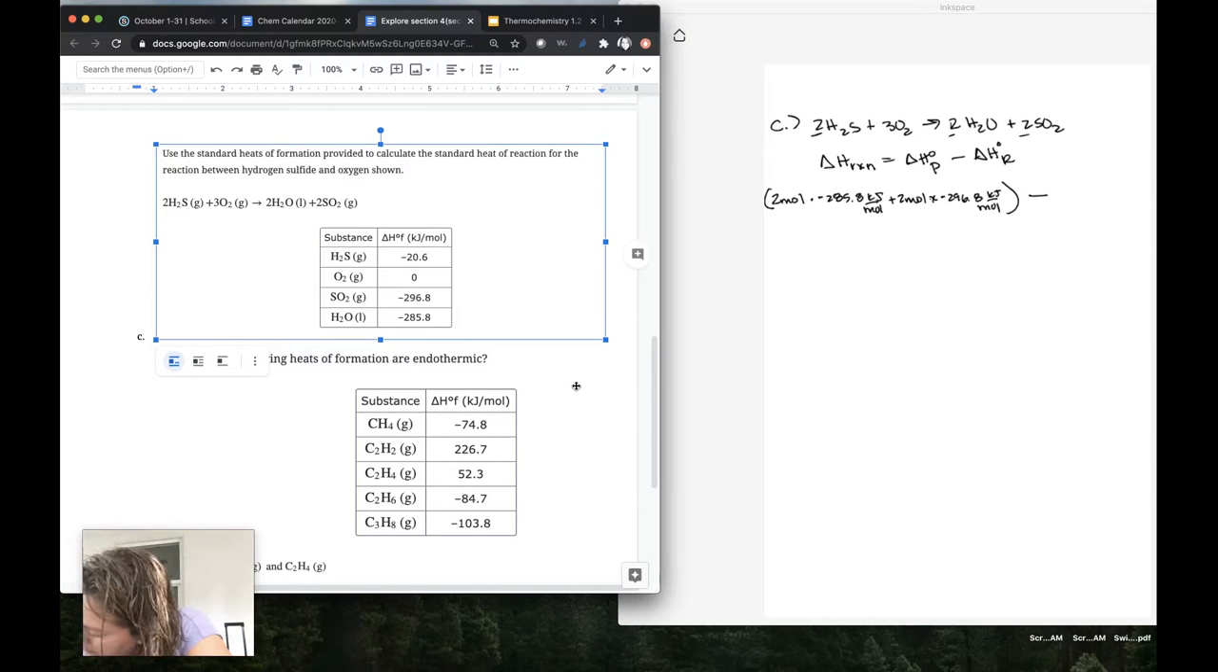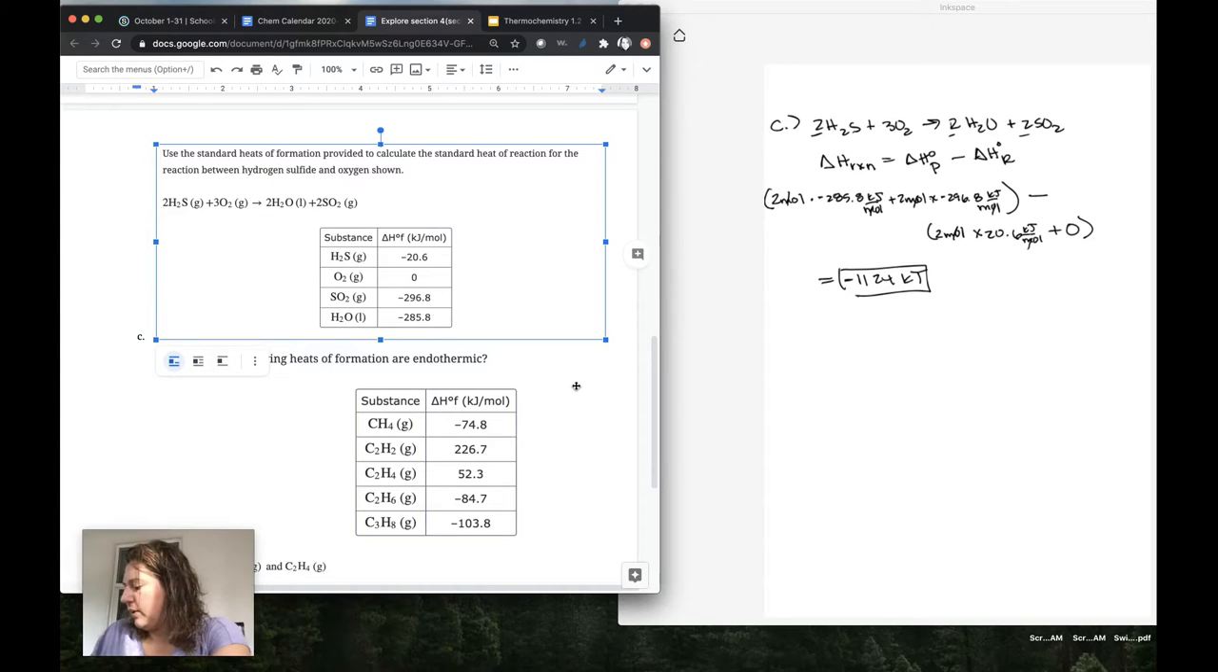And that's going to be, so here's my reactants. I have 2 moles of my H2S, and that's the value from the table, times my 20.6 kilojoules per mole, plus my last reactant is oxygen, and the value from the table is 0. So that's a nice one. So again, moles are going to cancel out all throughout. We're left with kilojoules. When I plug that into my equation, I get negative 1,124 kilojoules. So that's my final answer for that one.